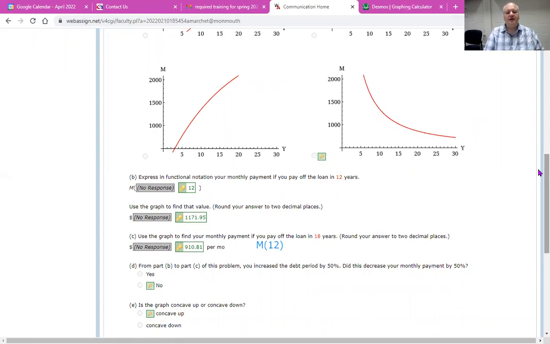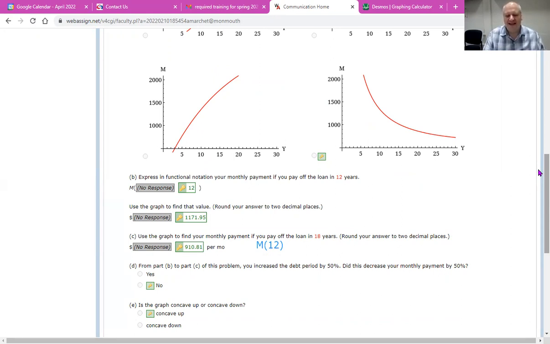Okay, from part B to part C of this problem, you increased the debt period by 50%. Did this decrease or increase? Did this decrease your monthly payment by 50%? And the answer is no. So think about that for a minute. That's a pretty strong statement. That's very, very practical in a modern world where we're all going to work and paying bills. Think about that with me.